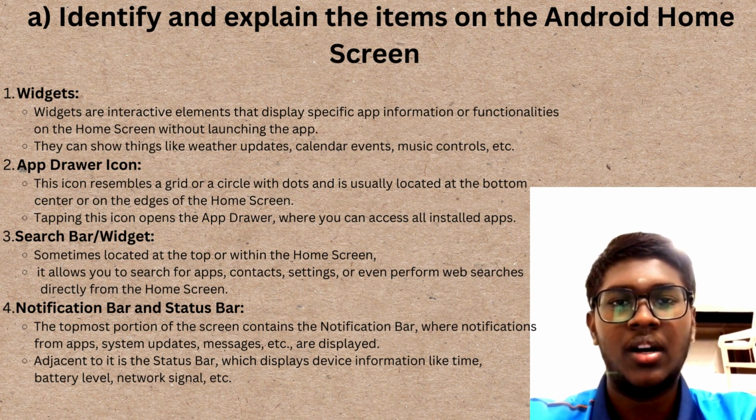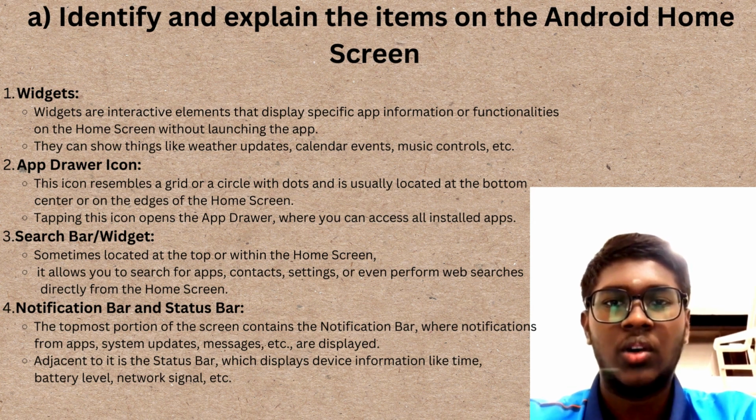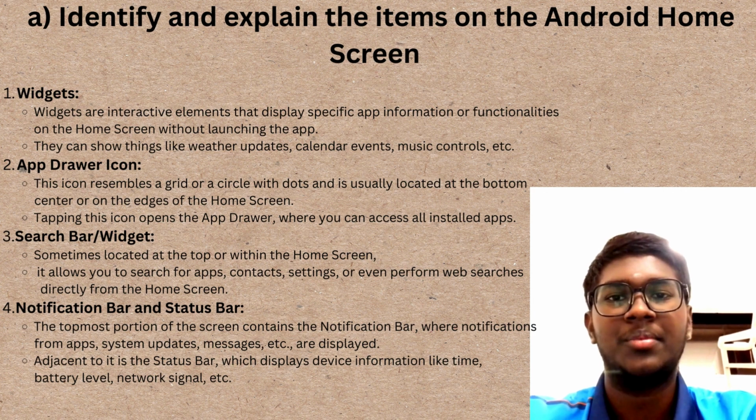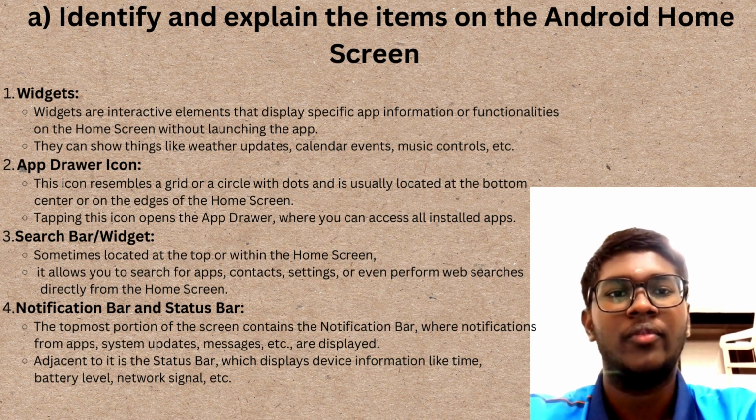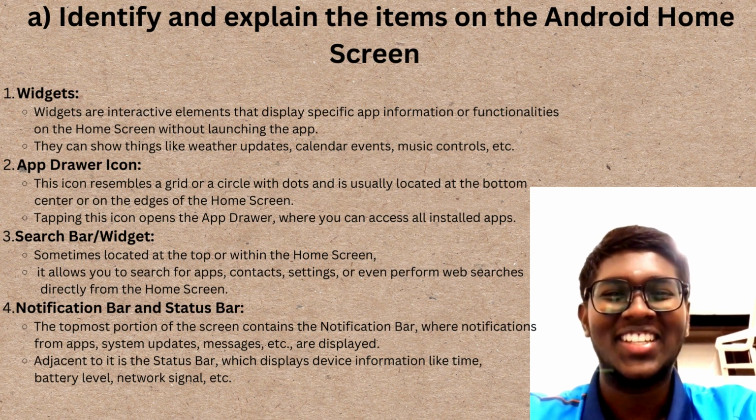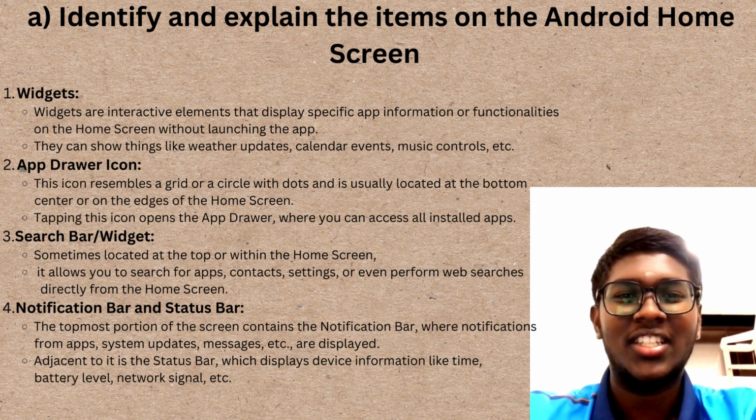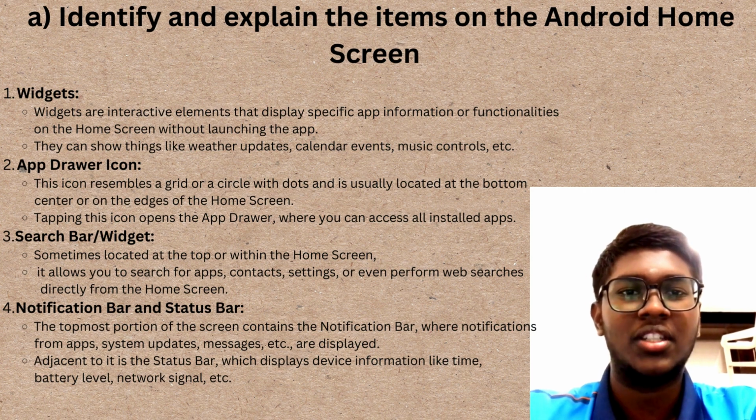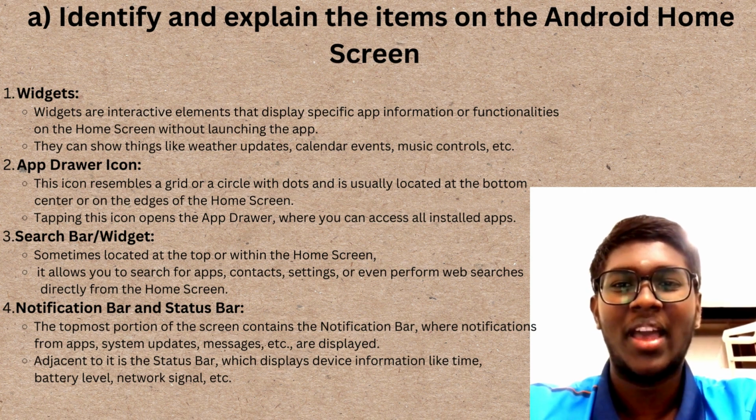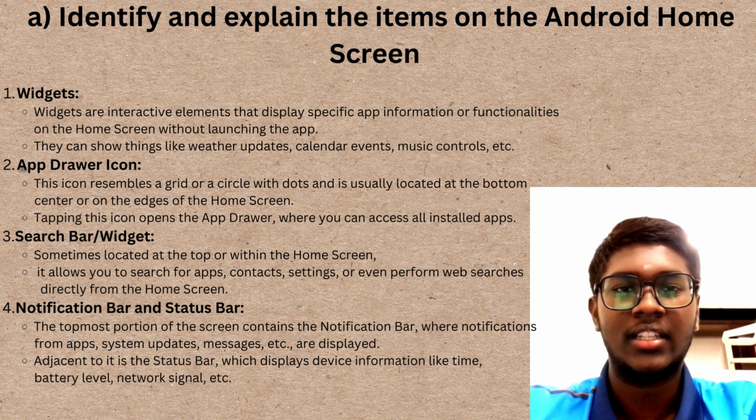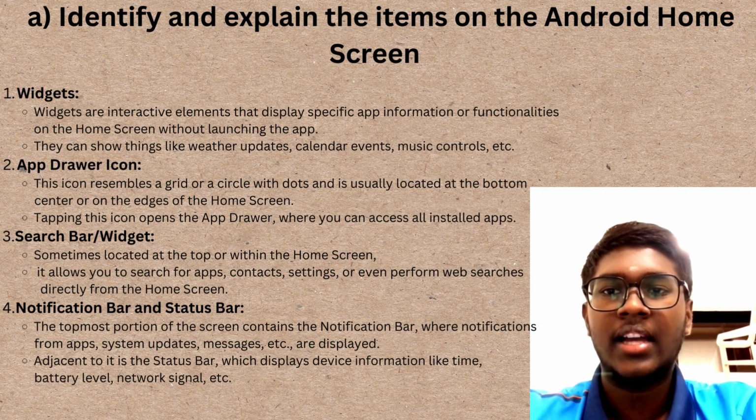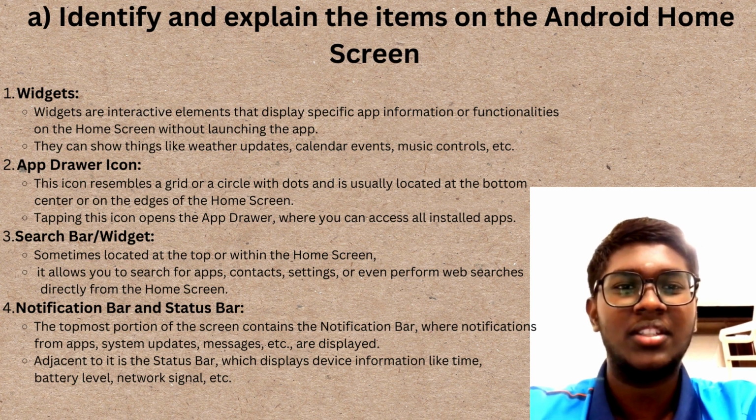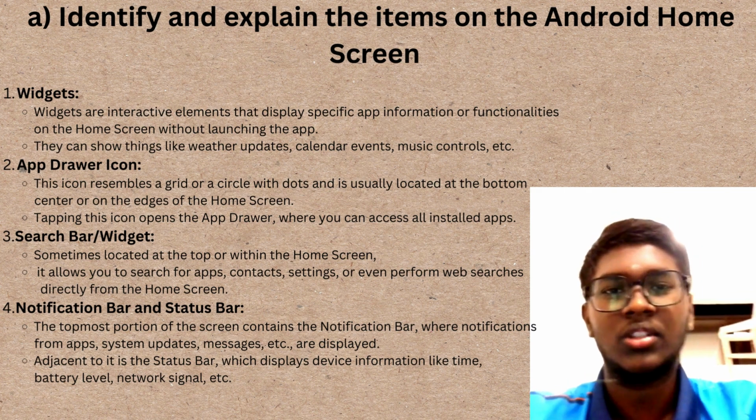And then the search bar or widget, sometimes located at the top or within the home screen. It allows you to search for apps, contacts, settings, or even perform a web search directly from the home screen. And then the notification bar and status bar. The topmost portion of the screen contains the notification bar where notifications from apps, system updates, messages, and so on are displayed. Adjacent to it is the status bar, which displays device information like time, battery level, network signal, and so on.